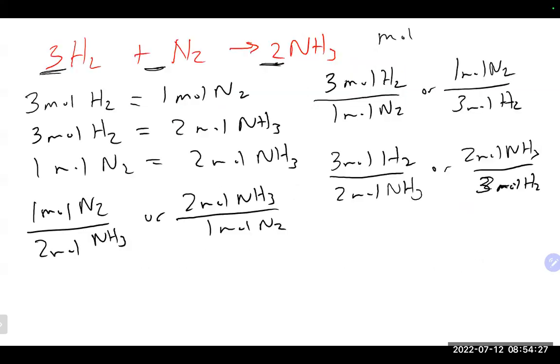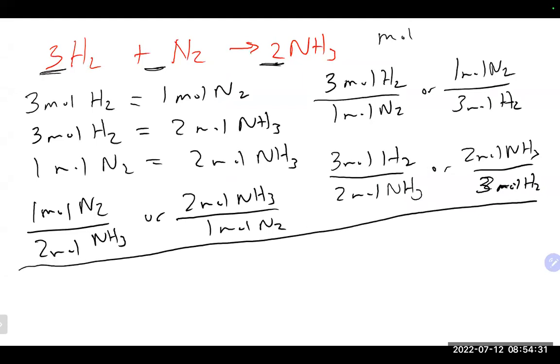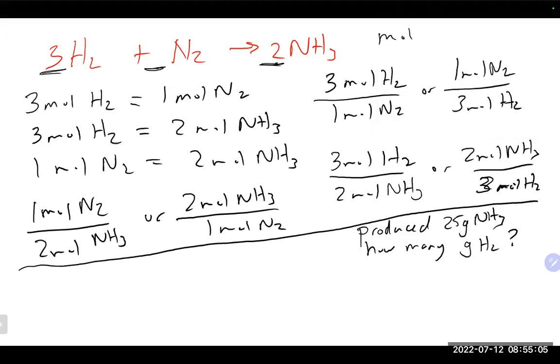So for example, let's say we produced 25 grams of NH3. How many grams of H2 did we start with? If we were to do this, we will do our basic 4 steps. Step number 1 is to have a balanced equation, which we have up here, so that is good. Step number 2 is to take whatever they gave us and convert to moles. They gave us grams of NH3, so we would need to convert that into moles.